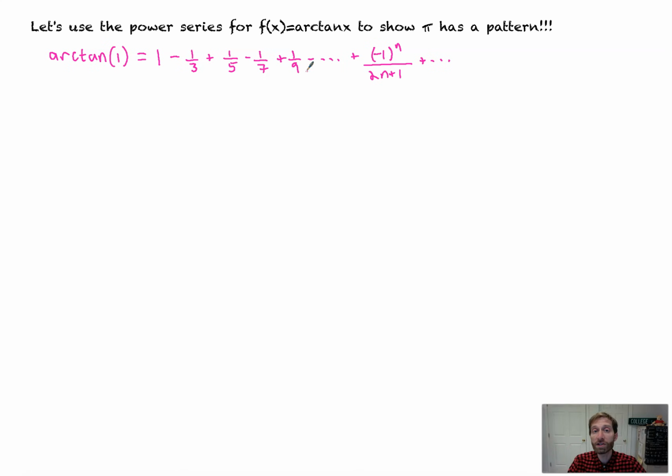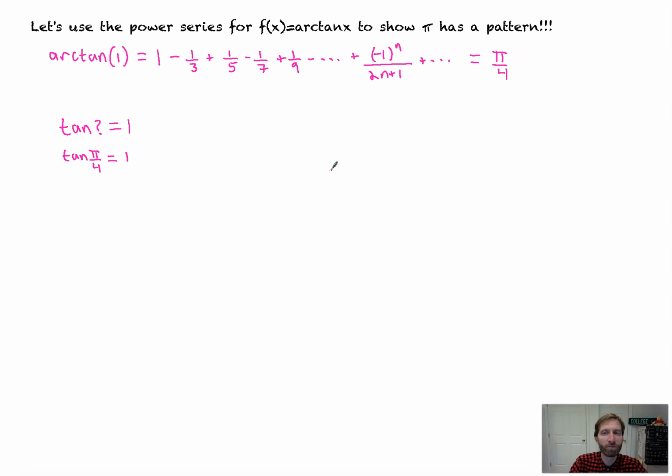How do we know it converges to that? Because we showed that x equals 1 is on the interval of convergence. So this converges to the arctan of 1. What's the arctan of 1? Well, that's like saying the tangent of what is equal to 1. And the tangent of pi over 4 is equal to 1. So what that means is the arctangent of 1, which is equal to this, is equal to pi over 4.